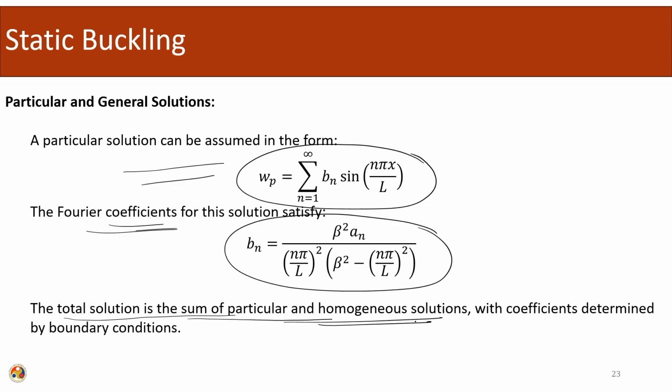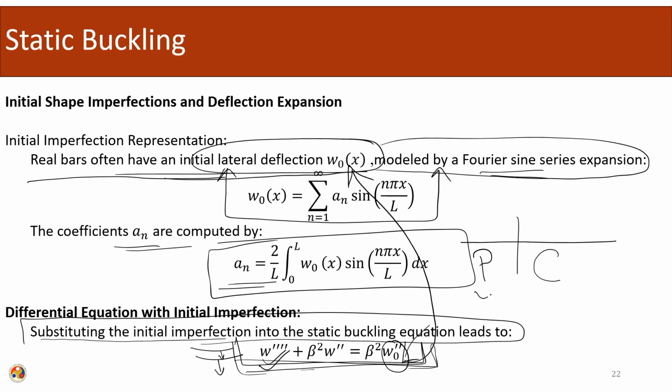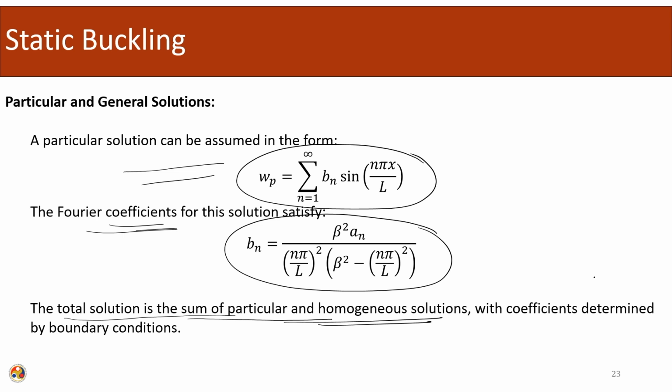Basically, the total solution becomes the solution for the particular as well as the complementary part, or the homogeneous part or general solution part. We can call it anything. But basically, one part is arising from the imperfection condition and the other part is coming from the initial system condition. And these coefficients are again determined by the boundary conditions.